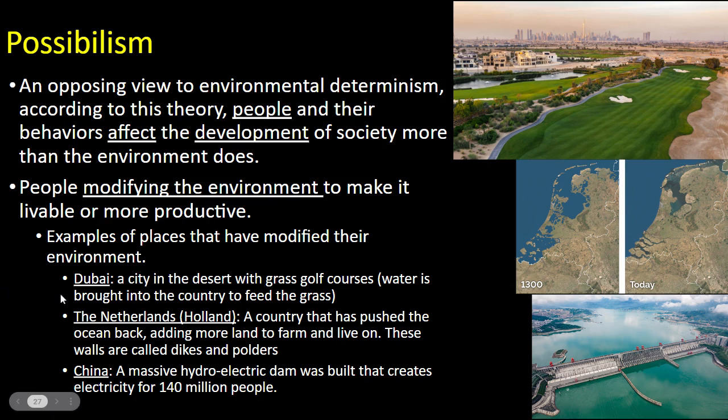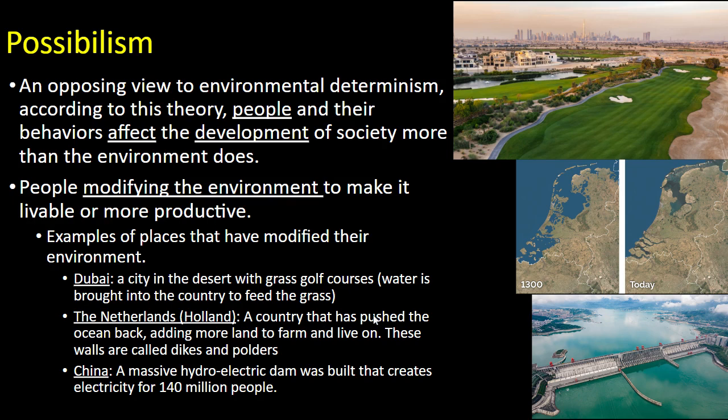The city of Dubai is a city that, if you were an environmental determinist, you would say that city should not have existed. But it does. I think it's the wealthiest city in the world, and it's in the desert. It's very hot. There's no resources there, but they made it happen. Even further, they built golf courses in the desert. They ship in fresh water every day, and they water that golf course. So possibilism is showing you how the environment can be changed by people. It's not very sustainable. It's not sustainable at all.